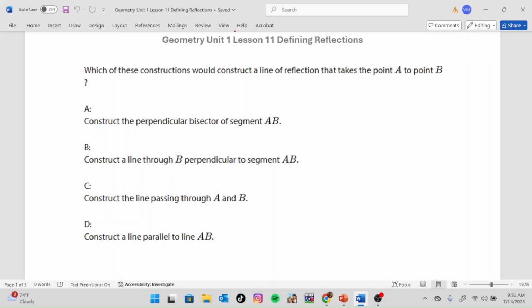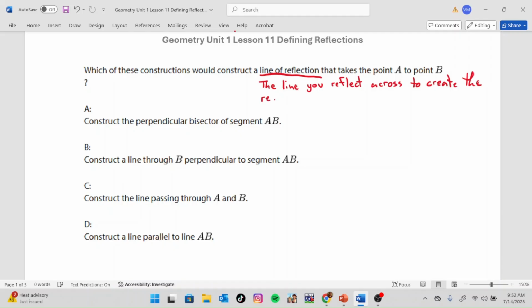So remember, a line of reflection is the line you reflect across to create the reflection. So let's take each one and see if it does that.